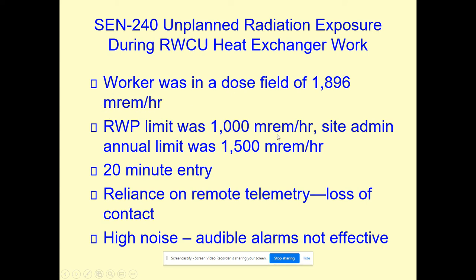And his limit was, of course, we have limits, right? Those procedural limits were 1,000 millirem per hour. So he almost doubled the amount that he was allowed to get. And then for the plant, the most that anybody could get anywhere was 1,500 millirem per hour. So he went above his limit, and he went above the entire plant's limit. And he was in there for 20 minutes altogether.